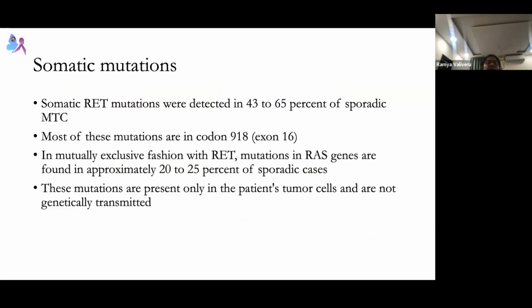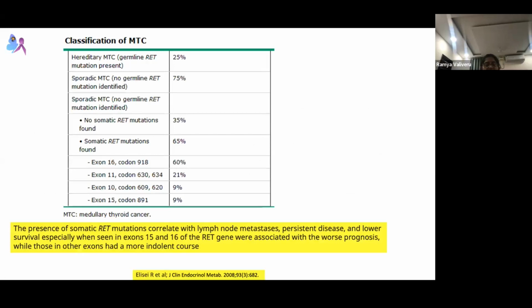So somatic mutations are seen in about 60% of sporadic MTCs, and most are of codon 918, exon 16, in a mutually exclusive fashion, as if RET is positive mutation, RAS can't be. I mean, RAS and RET have not been seen to be mutated together in sporadic MTCs. And these mutations, of course, are present only in tumor cells and not genetically transmitted. So if someone asks you to classify MTC, hereditary and sporadic, and sporadic can have RET or no RET, and they could have RAS also, of course.